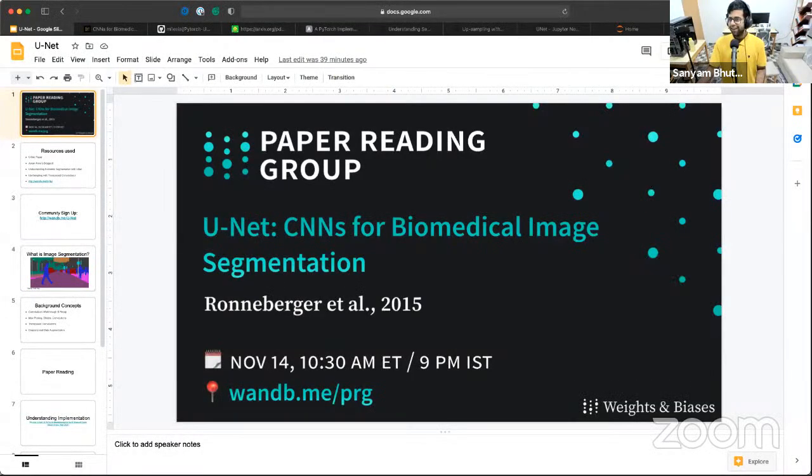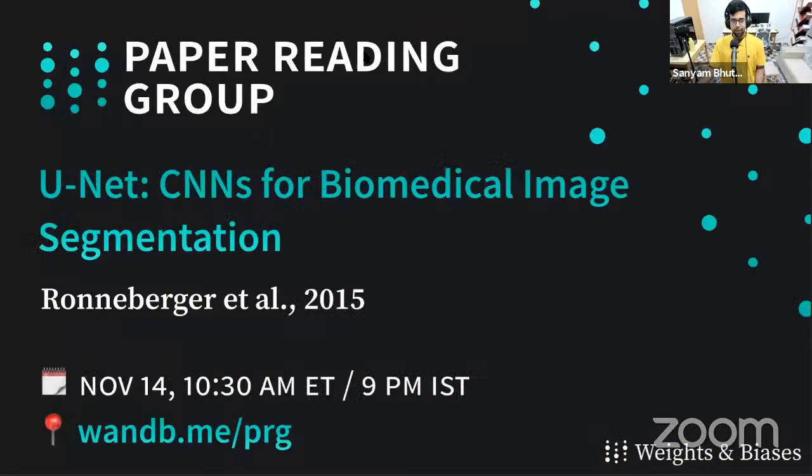Awesome. Let's get started. Let me share my screen and tell everyone what I'm planning to cover. My agenda for today is to cover the classic. It's classic because it came out in 2015 and has been quite influential. Don't at me for it. But I want to cover the U-Net CNNs for biomedical image segmentation paper that came out in 2015.